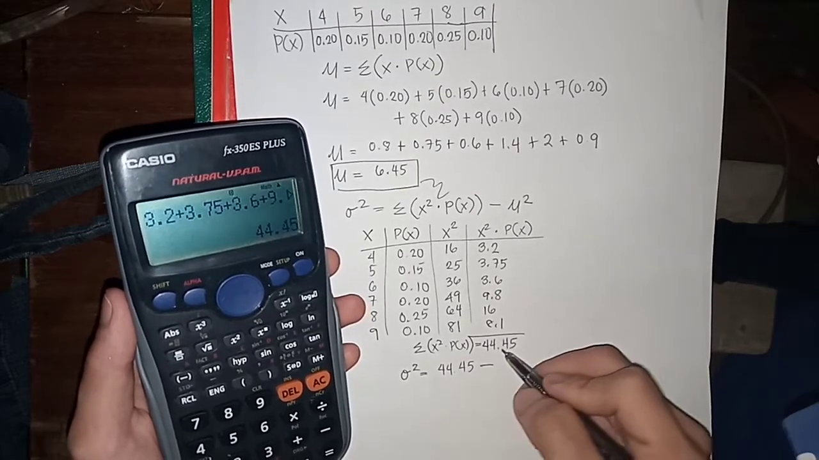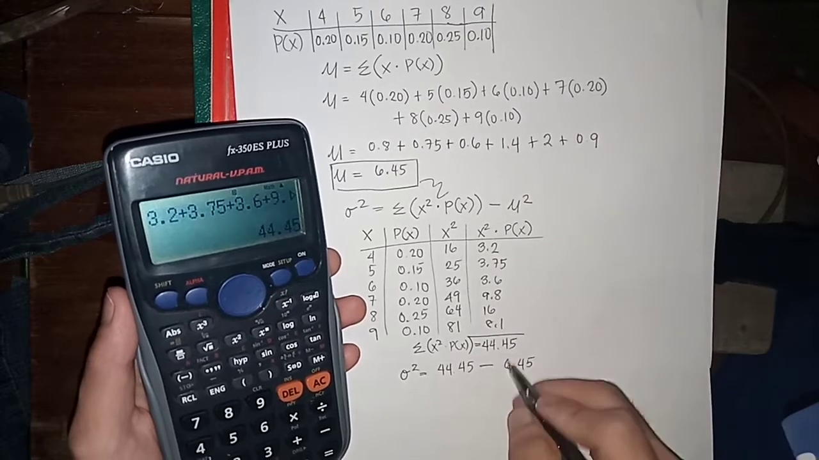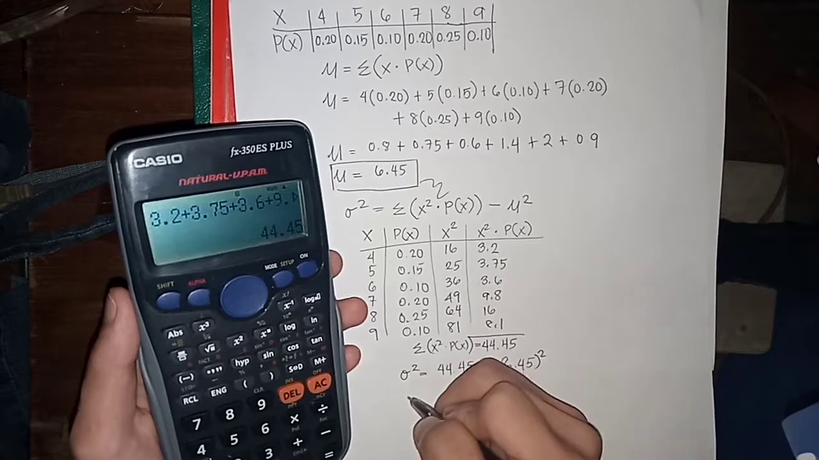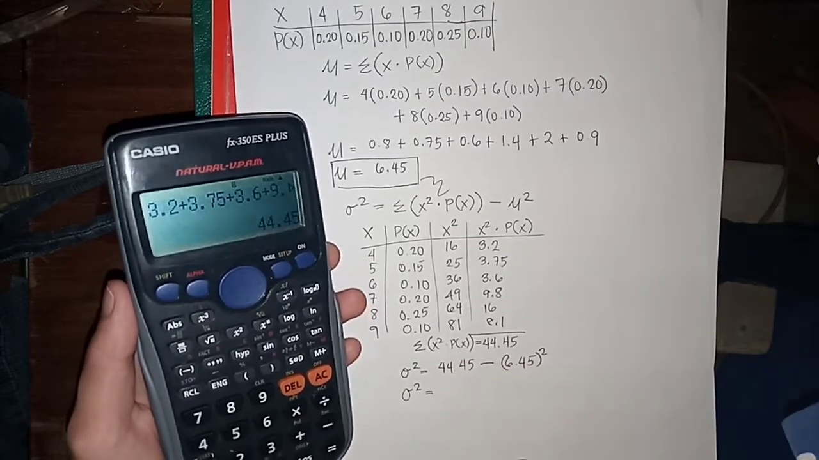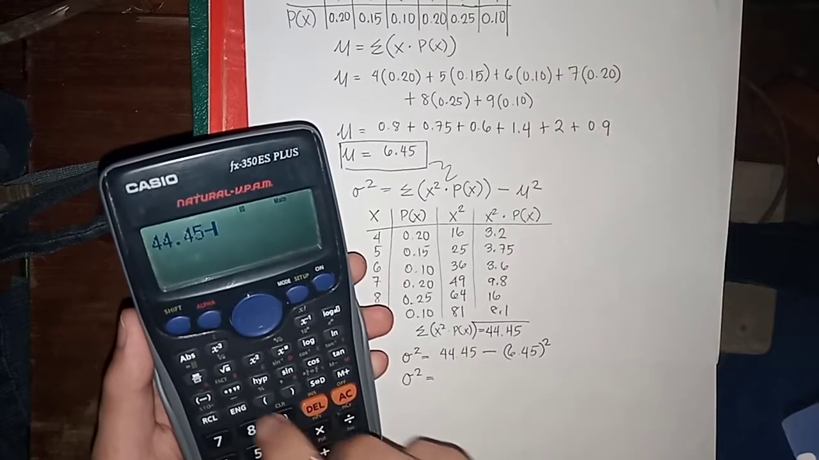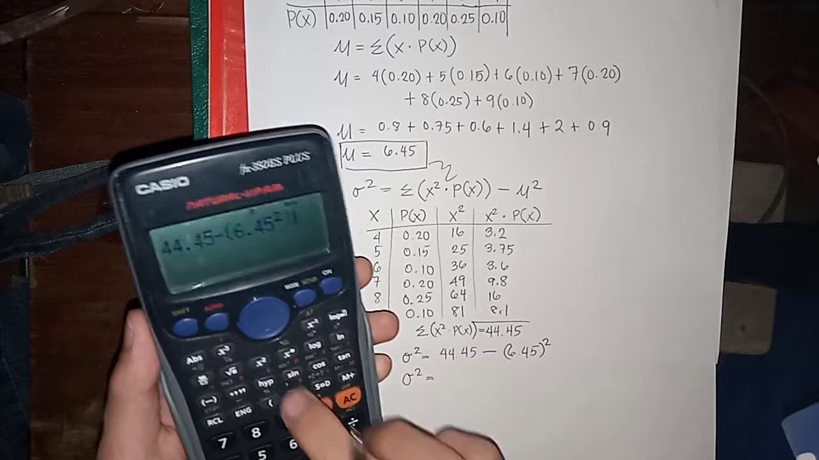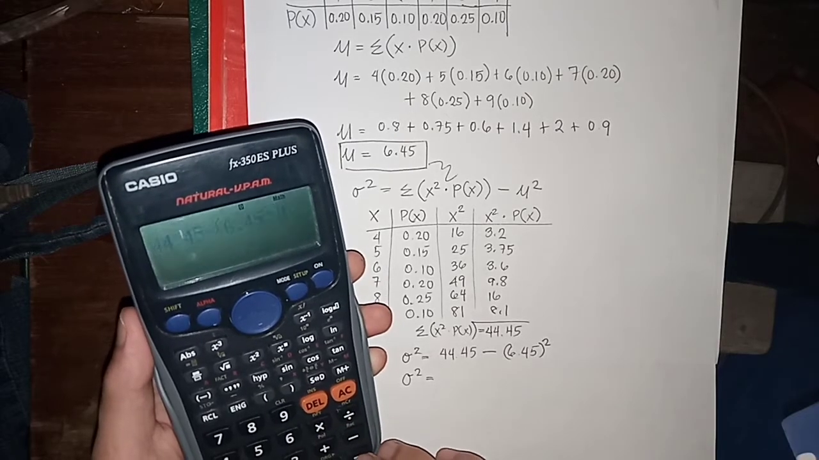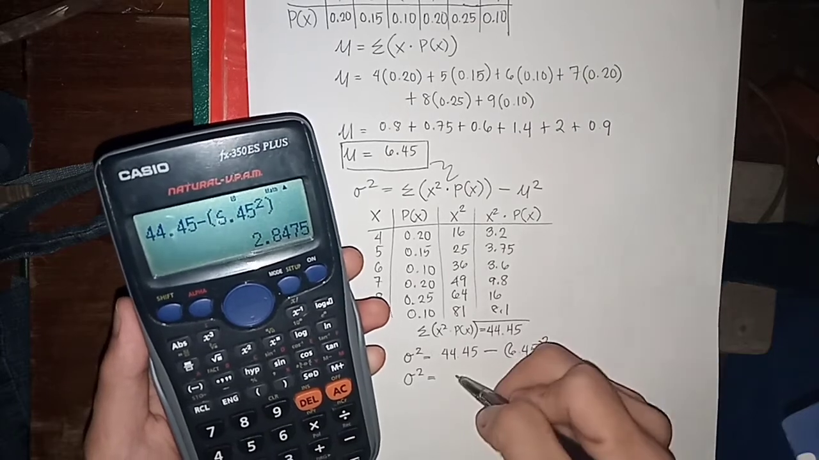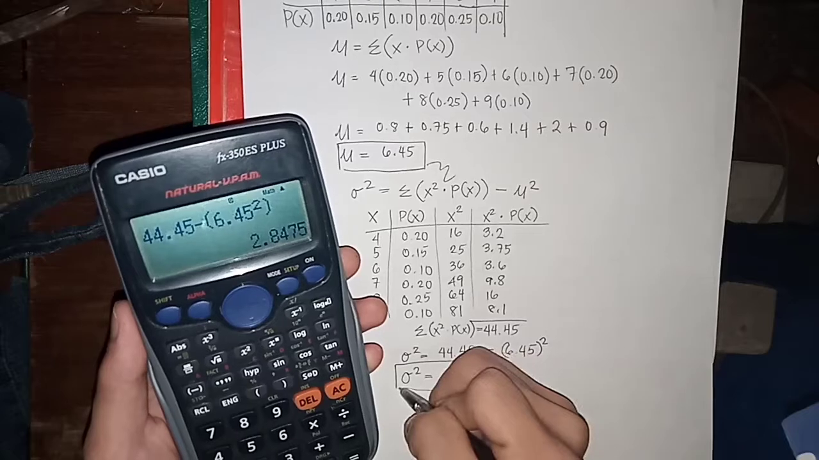Next, pagkuha ng variance, pinakuha natin yung value ng summation of x squared times p of x, that is 44.45. Ima-minus natin yung square ng mean. Ang mean natin ay 6.45. And then, i-square natin siya. So variance is equal to 44.45 minus 6.45 squared. Okay, so that's equal to approximately 2.85. So that is the variance.